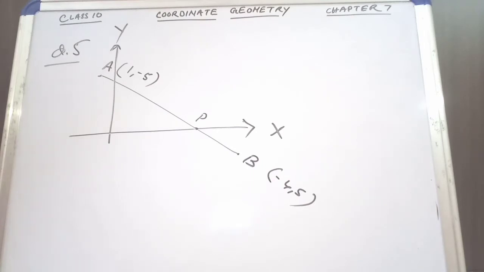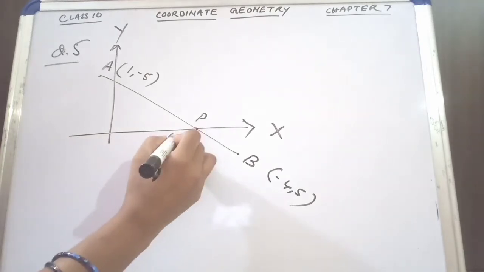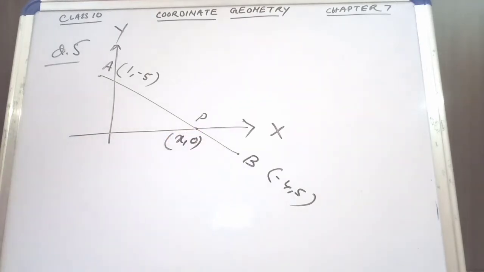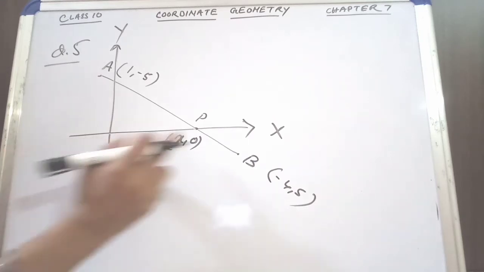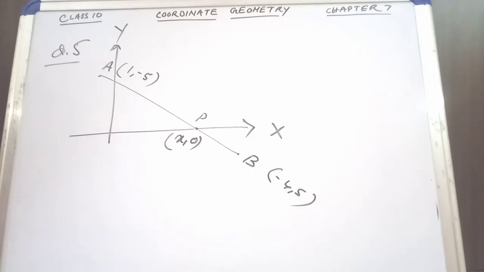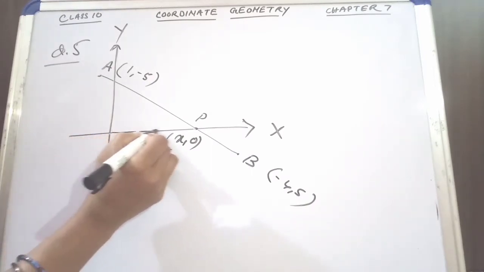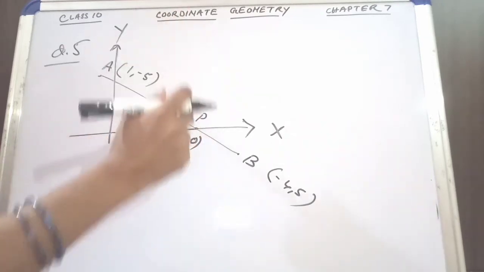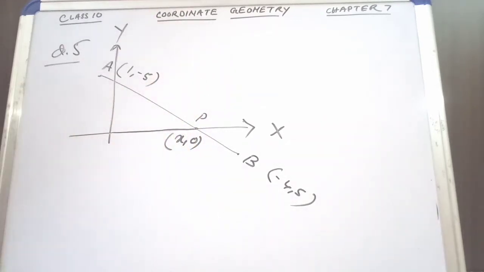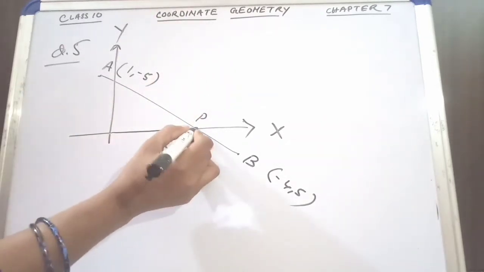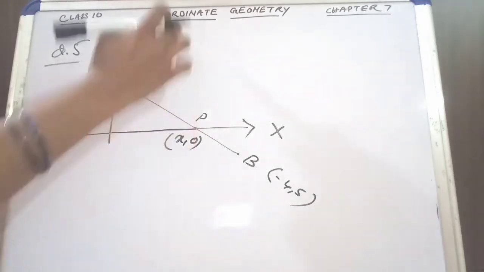So what's the coordinate of P? The coordinate of P be (x, 0). Why? Because any point that lies on the x-axis is of the form (x, 0), because there is only an x coordinate, no y coordinate here. So any point lying on the x-axis is (x, 0) whose y coordinate is 0.